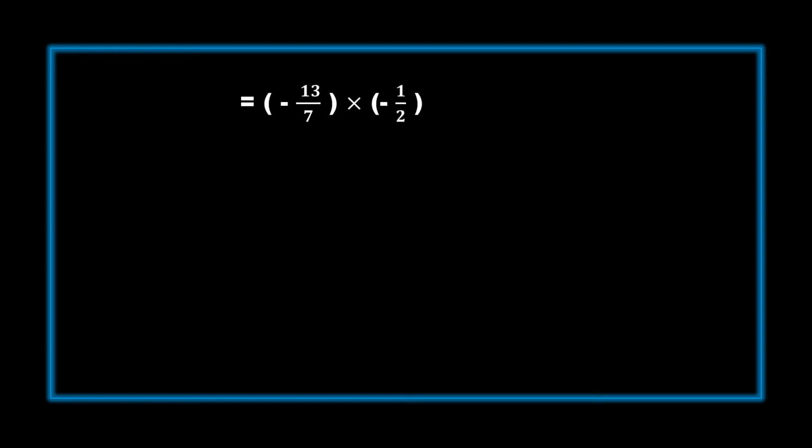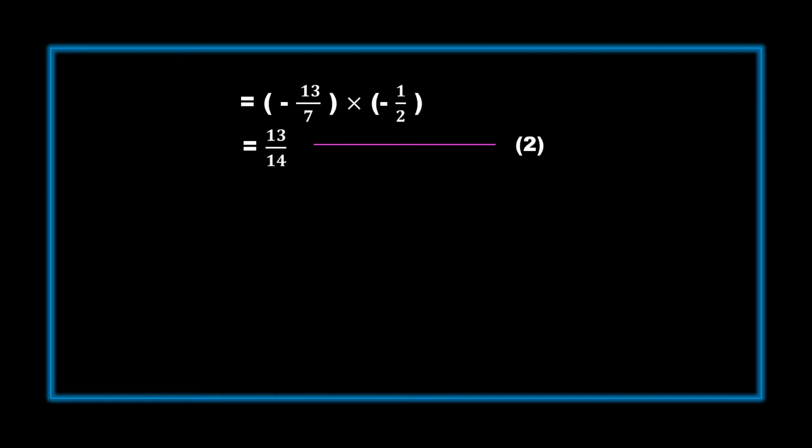So minus into minus will give you plus, and 13 ones are 13. Here the denominators' multiplication, 7 into 2, will give you 14. So plus 13 by 14. When you do the product, you will get 13 by 14. Let me take this one as equation 2. When we added, we took the equation as 1, and for the product we took this as equation 2.